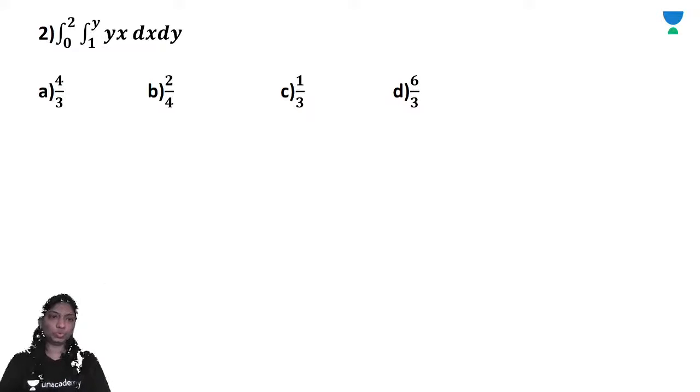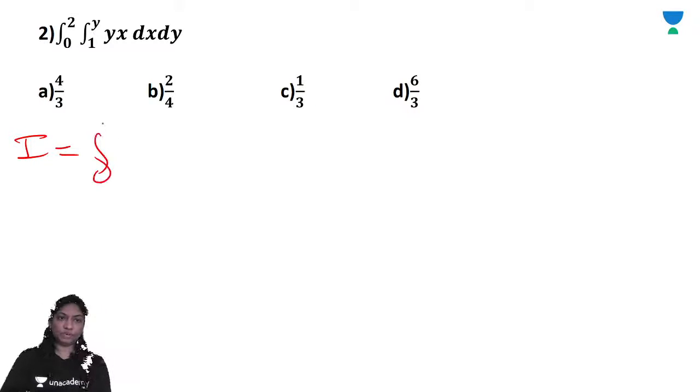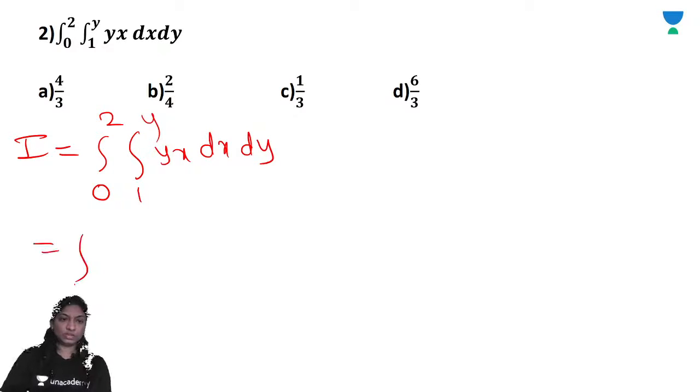Integral from 0 to 2 and integral from 1 to y of yx dx dy. So these are the integral limits of x. X is varying from 1 to y. So first integrate with respect to x, keeping y as a constant. Let I be the integral from 0 to 2, integral from 1 to y, yx dx dy. Integrating with respect to x first, keeping y constant, we get x square by 2 from 1 to y.